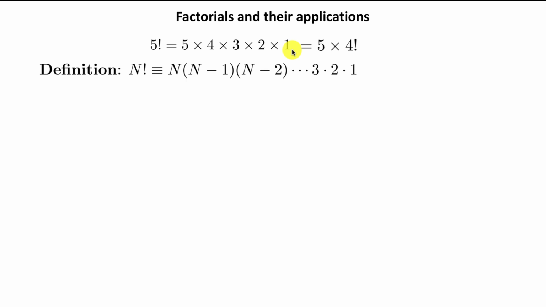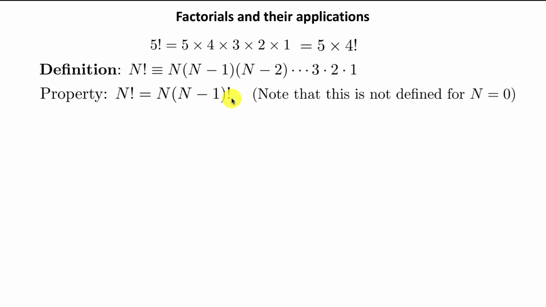4 factorial is 4 into 3 into 2 into 1. In general, you will define n factorial as n into 1 less into 2 less, and will keep going until 1. This definition then gives us the property that n factorial is n, like above, into n minus 1 factorial. So that is a consequence of the above definition. Of course, this is only defined provided that n is 1, 2, 3, 4, 5, etc. It is not defined for n equal to 0. We'll see later how we define it for that.